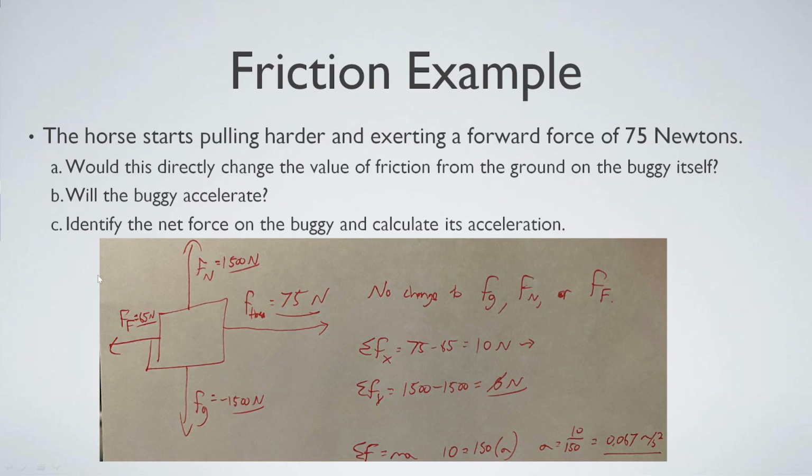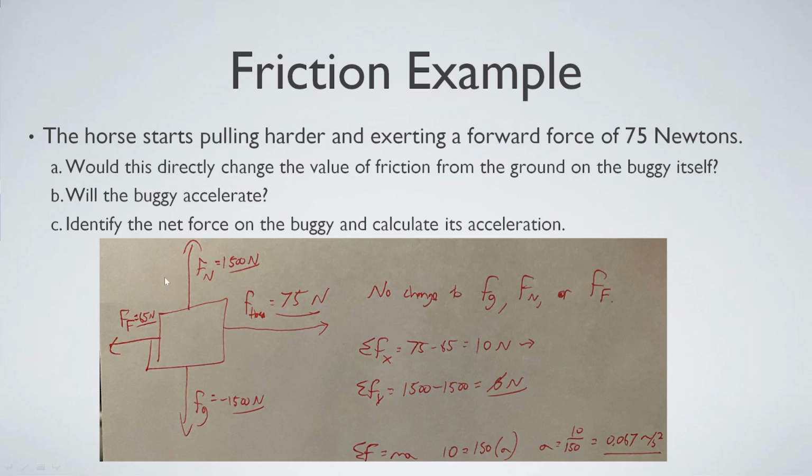And frankly, neither should the weight nor the normal force, because the horizontal horse force does not have any immediate effect on these two vertical forces. The horse pulling harder forwards does not affect Earth's gravity on the buggy, and therefore that doesn't affect how much the ground needs to support the weight of the buggy. So the horse pulling harder forwards didn't change anything else except this one variable.